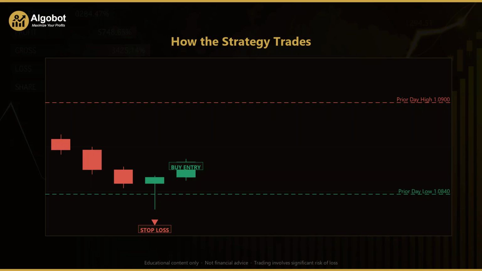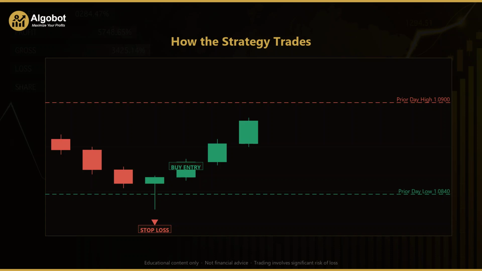The break failed, and the sellers who chased it lower are now offside. There's an important nuance to that dip below the line. The strategy doesn't accept just any move beyond the level. The penetration has to be meaningful, at least a small fraction of yesterday's range, so a candle that barely grazes the line is ignored. But it also can't be too deep.